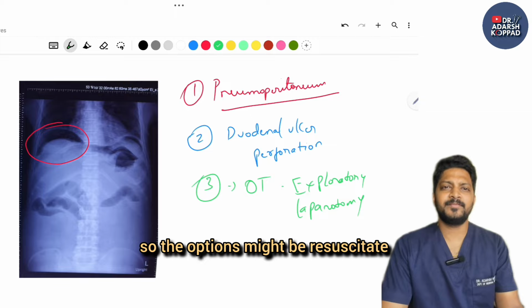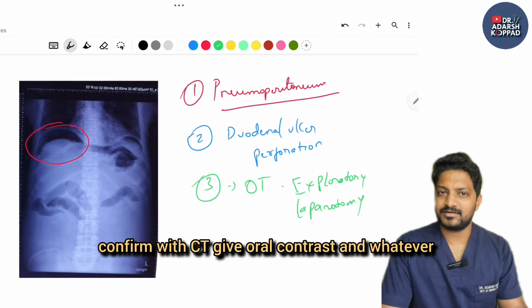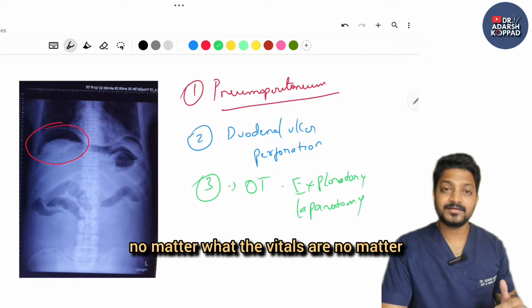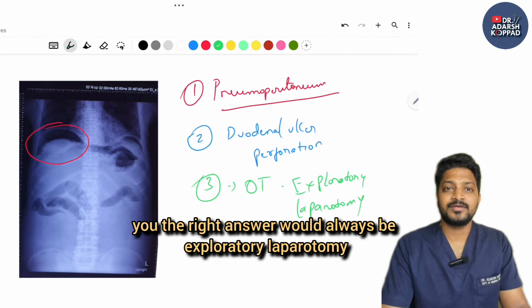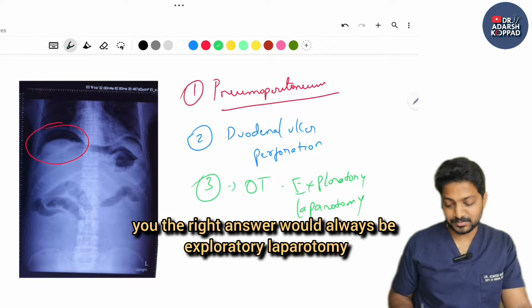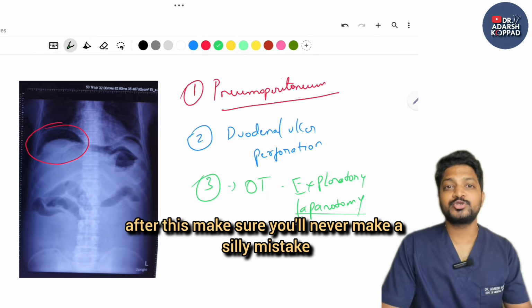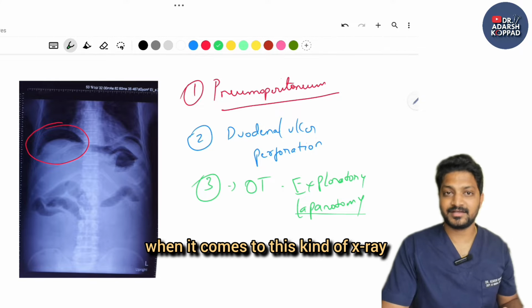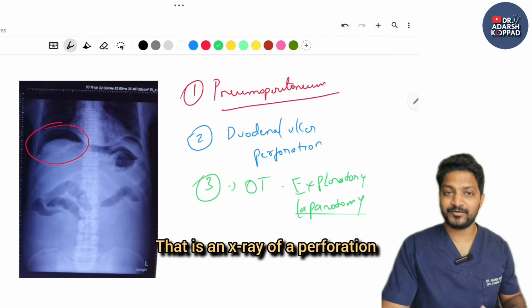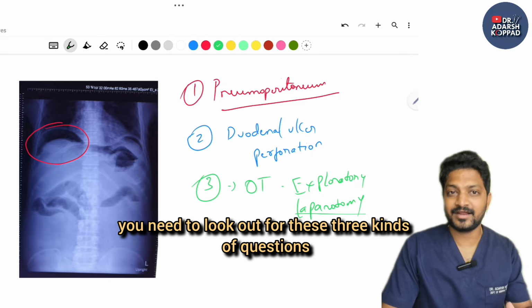So the options might be resuscitate, confirm with CT, give oral contrast, and whatever. No matter what the vitals are, no matter how the examiner tries to confuse you, the right answer would always be exploratory laparotomy in a case of perforation. So after this, make sure you'll never make a silly mistake when it comes to this kind of X-ray. That is an X-ray of a perforation. Whenever you see air under diaphragm, you need to look out for these 3 kinds of questions.